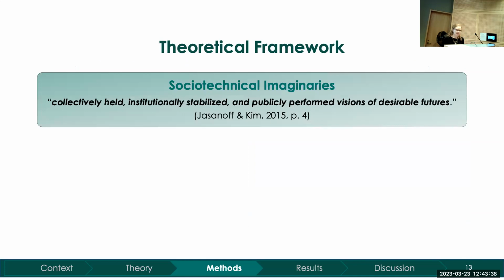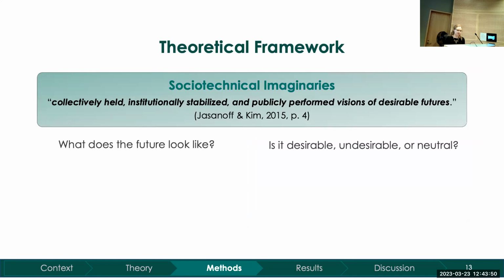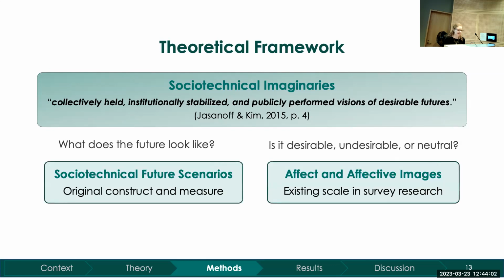The research questions and the rest of the design come around my conceptualization of socio-technical imaginaries. So the three main ideas from the definition that you saw before are here on the screen. This includes two things for me. First, what does the future look like? What is the content of the future? And then second, is the future that they view as most likely, is it desirable, is it undesirable, or neutral? And so for the contents of the future or the imaginary, we developed a scale or measure for socio-technical future scenarios that we tested in this survey. And then we also used an established scale from psychology research and established survey methodology about affect and affective images.